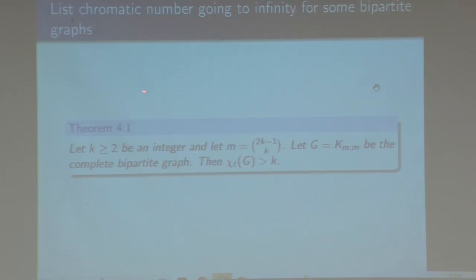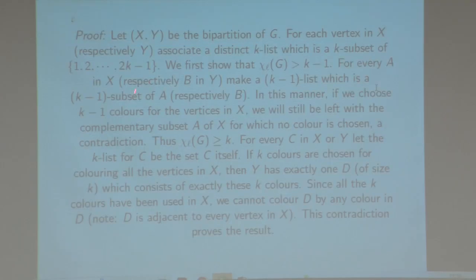In fact there are ways in which you can blow that example up. The list chromatic number goes to infinity for some bipartite graphs. Here it is. What you do now is take an integer k and m, a large integer, a binomial coefficient. On both sides I have m vertices. It's a complete bipartite graph. I want to say that the list chromatic number for this is bigger than k, it cannot be k. That's the idea of the proof.